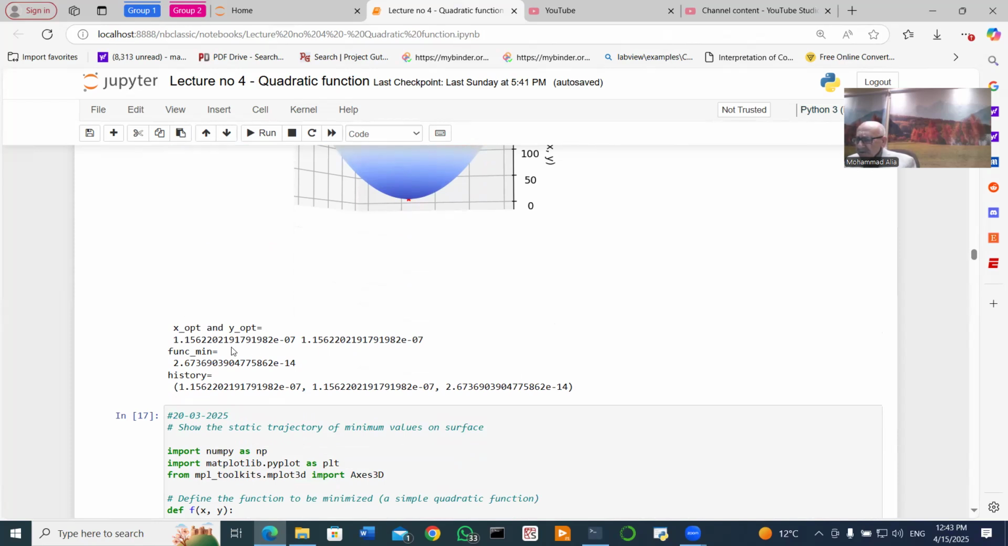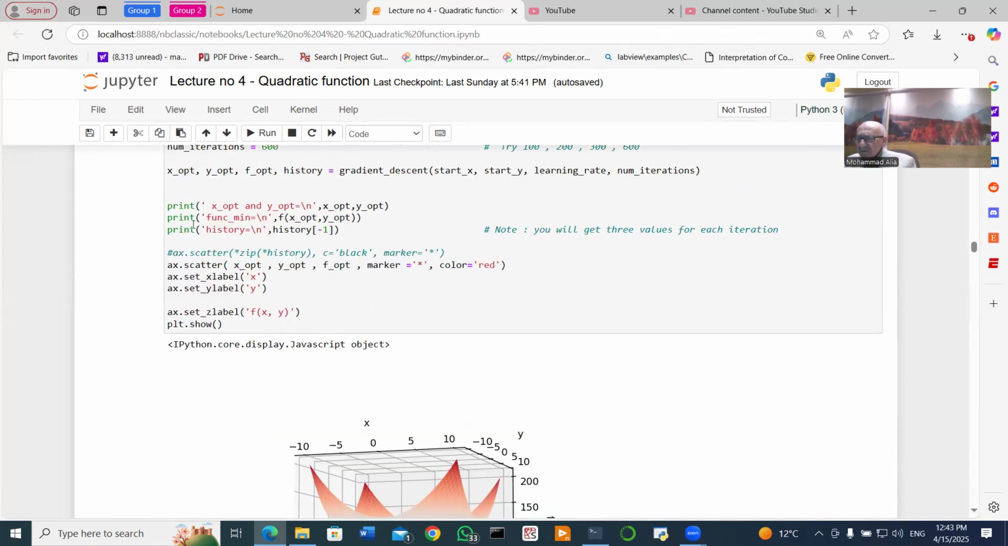And you remember, they will be equal to 0 for the squared sum of x squared and y squared. They are both 0. The function itself also will be 0. I think I have also printed it. Yes, print f of x optimum, y optimum. It is also 0. And I have asked the program to print the history -1.